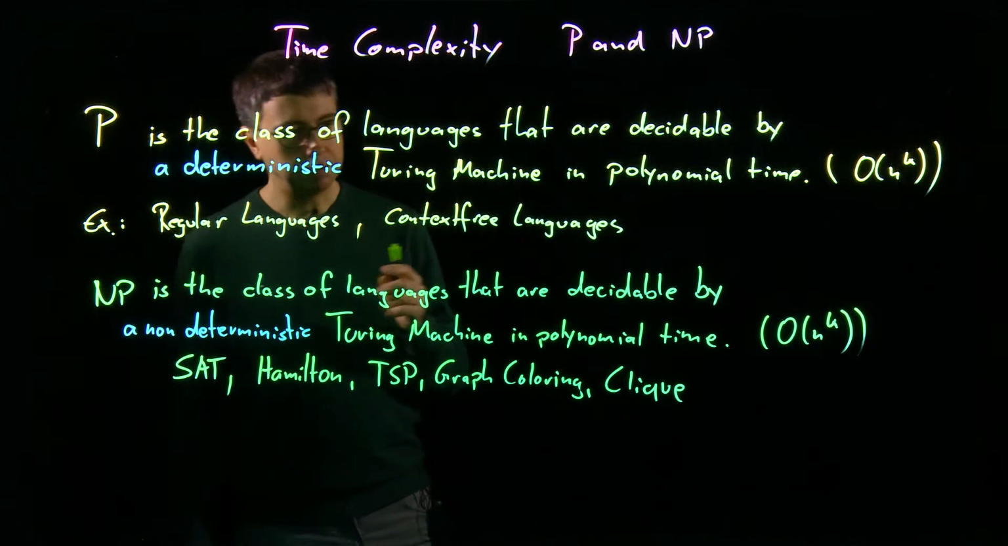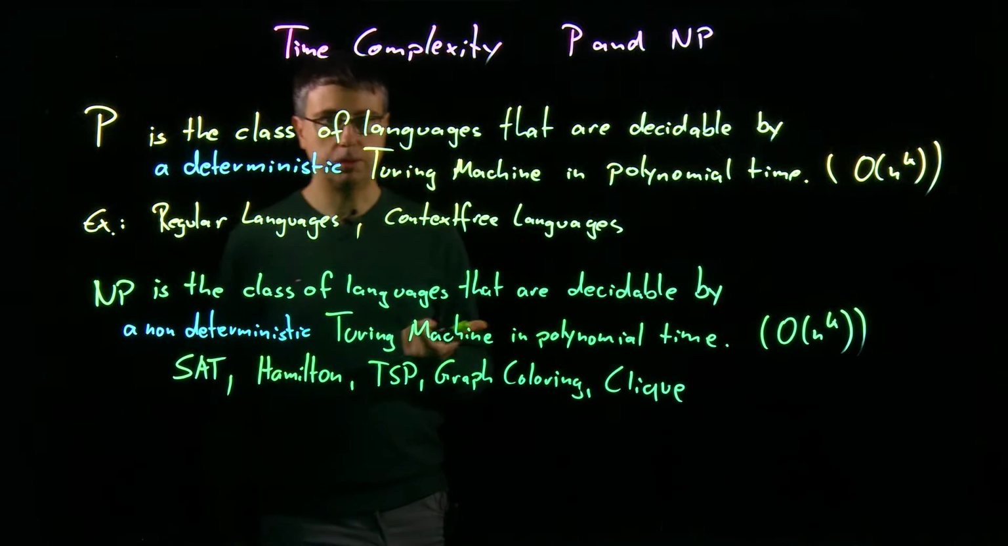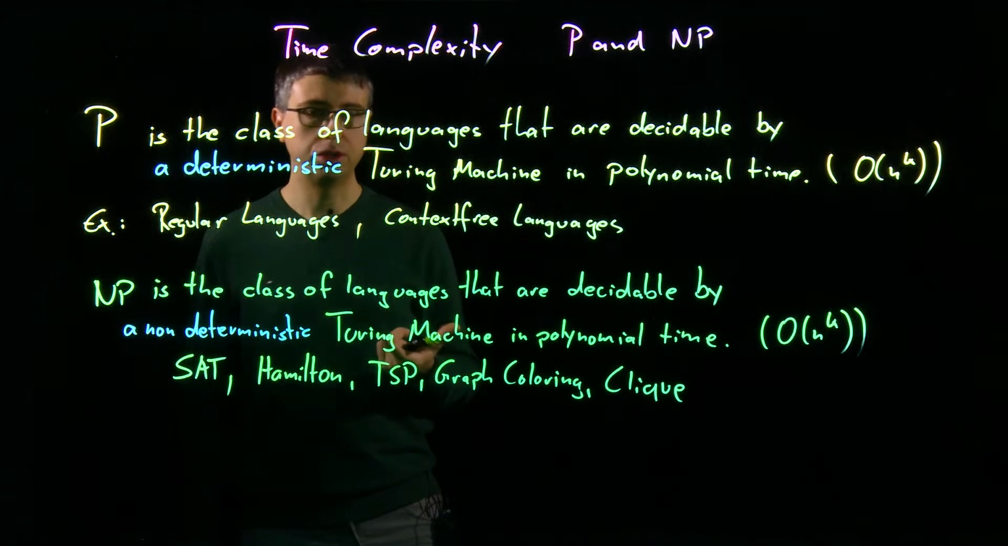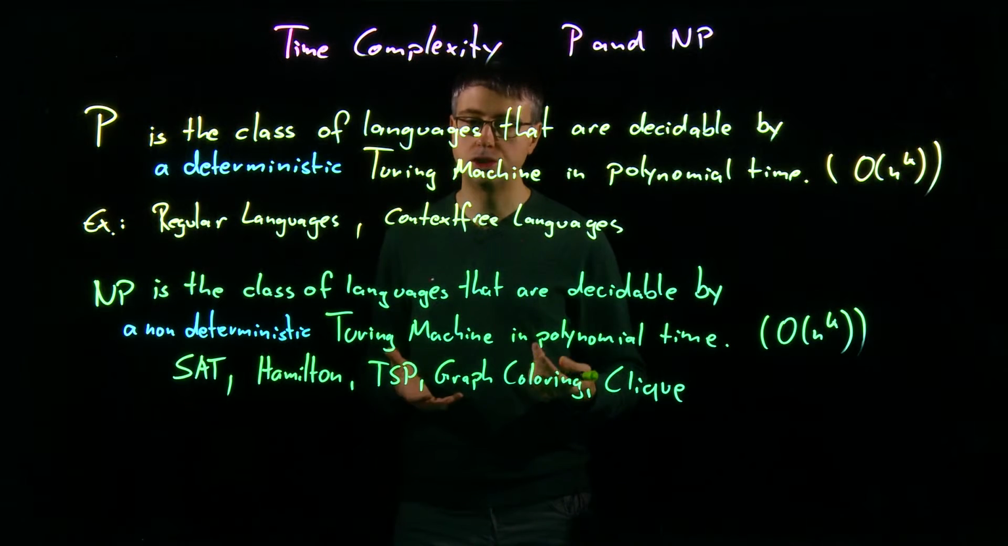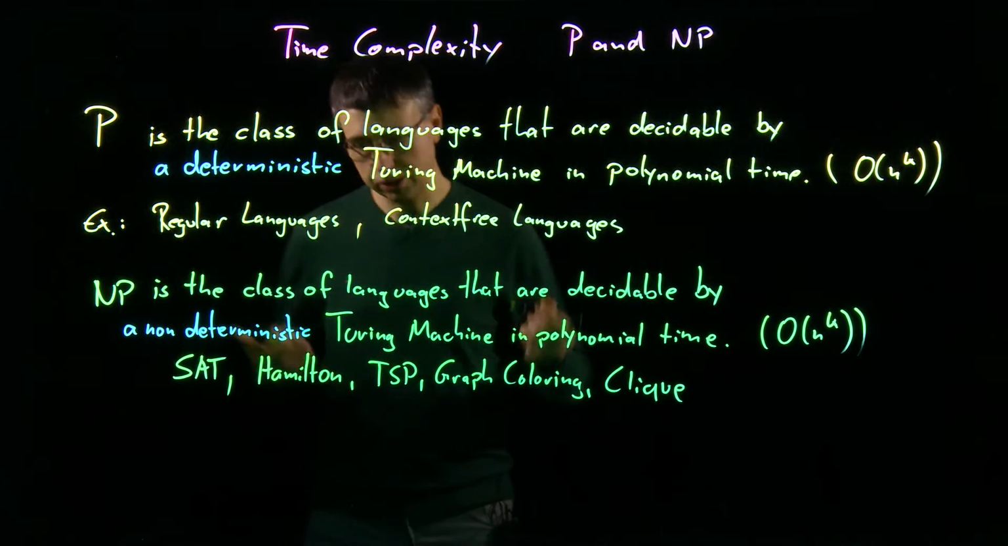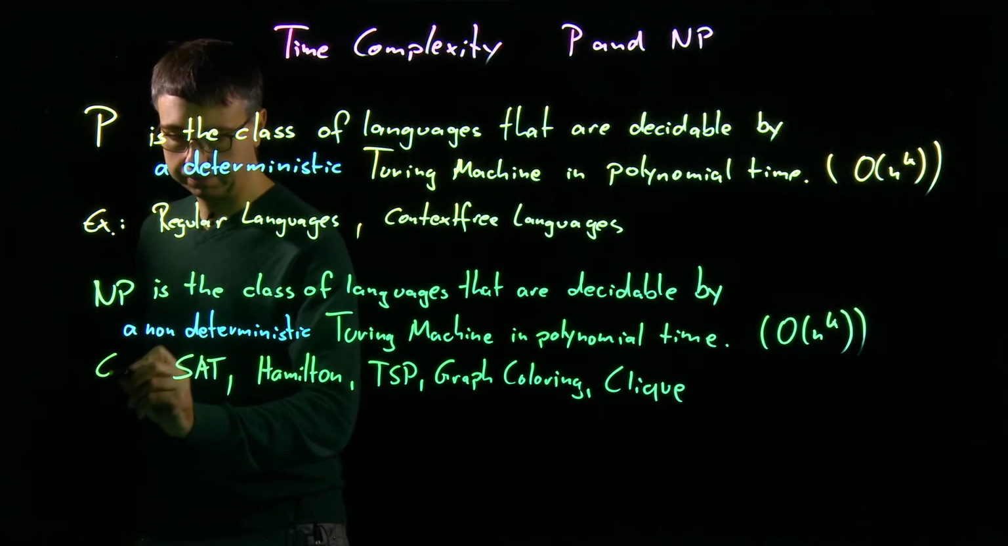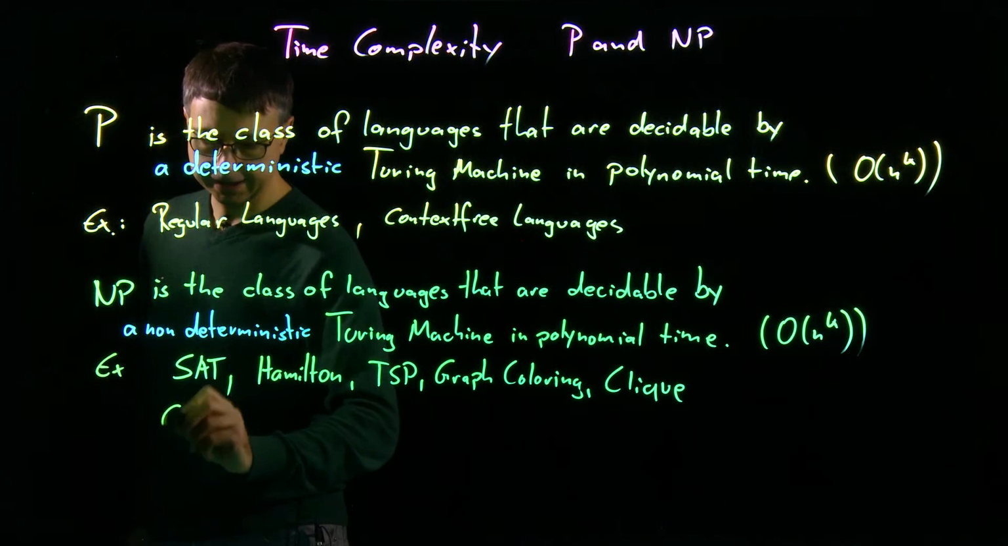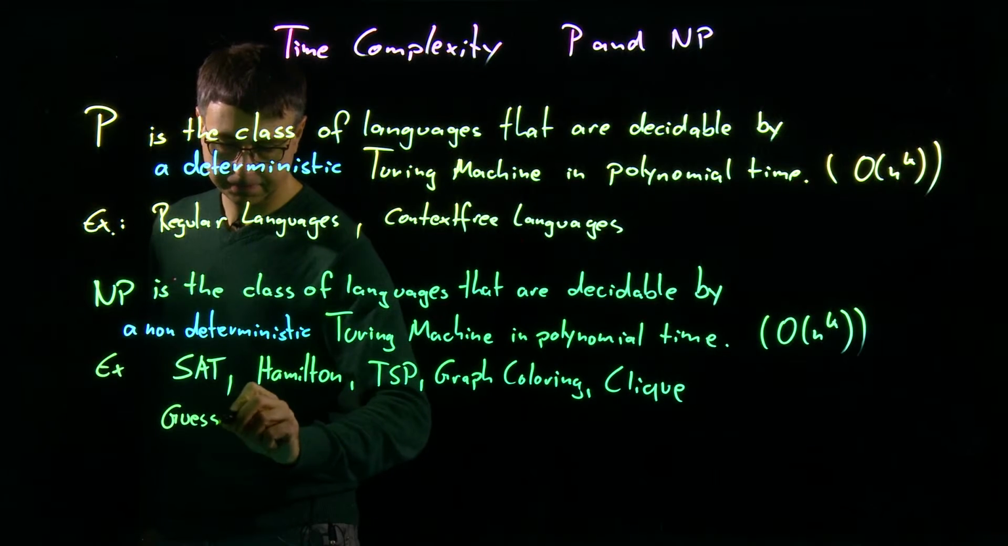So they can be decided by a non-deterministic Turing machine, and this non-deterministic Turing machine will simply guess one solution and then check whether the solution is actually okay. So the approach is typically guess and check.